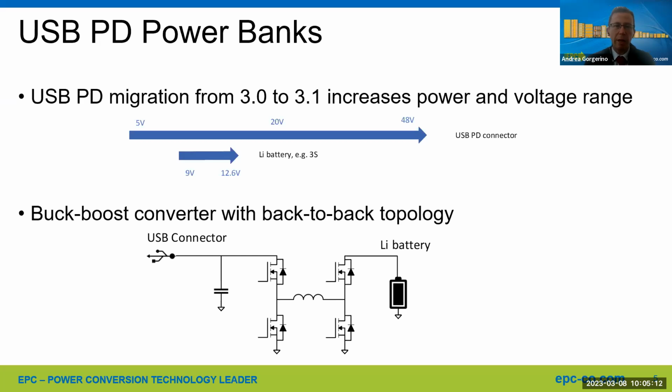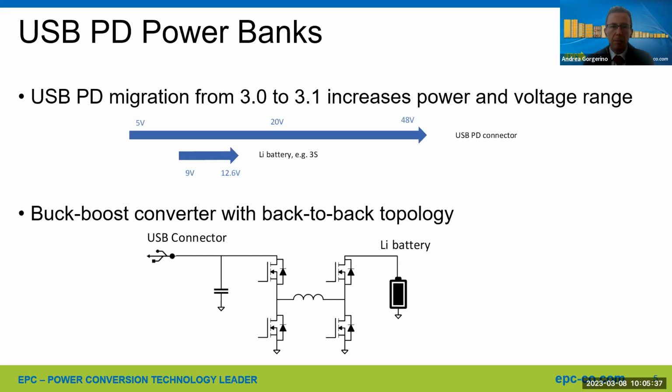It's a very broad range. And an important change that happened last year in 2022, maybe even 2021 was announced, but in 2022 we start to see some real products, is the migration from USB PD 3.0 to 3.1. 3.0 is basically what most people have today in their home. These go up to basically 20 volts.